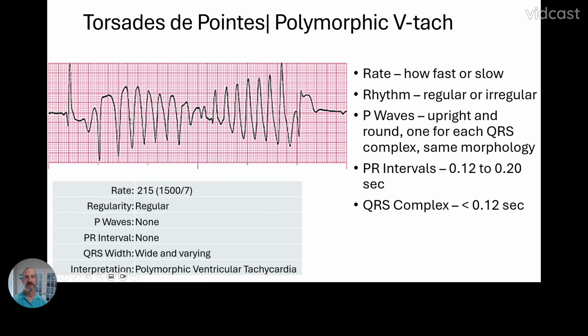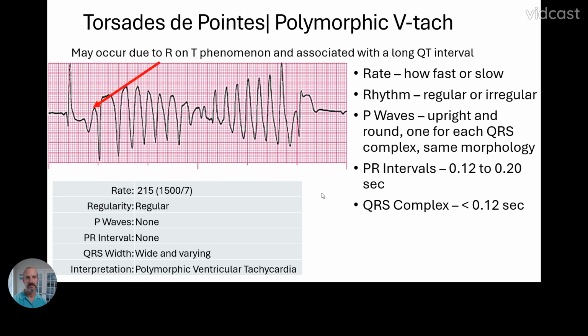So you can see you have these varying morphologies of ventricular tachycardia, and then it comes into this little point here and gets twisted and then starts getting bigger. So we call that torsades de pointes. And going through our rules, you can see that it is a regular rhythm, but you do have varying morphologies with those QRS complexes. There's no P waves to measure, no PR interval, and the QRS widths do tend to vary a little bit with the different morphology. So we can call this polymorphic ventricular tachycardia, but it's common to call this torsades de pointes.